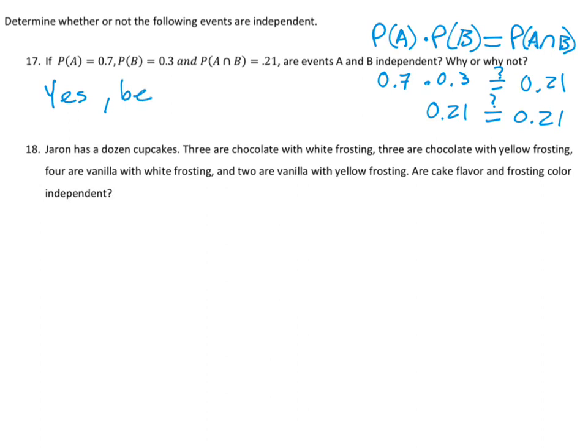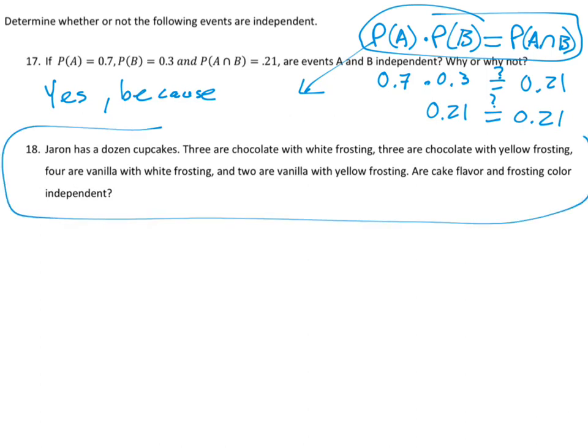And it's going to be because of this thing. You just write that there: the probability of A times the probability of B equals the probability of A and B. That's the mathematical proof for why two events are independent.